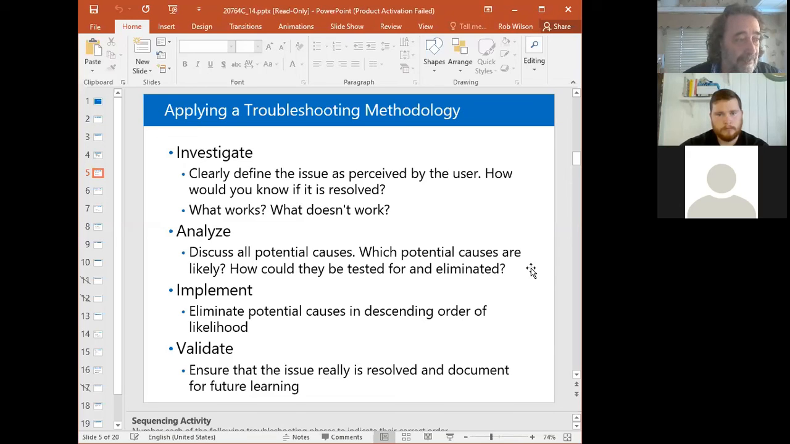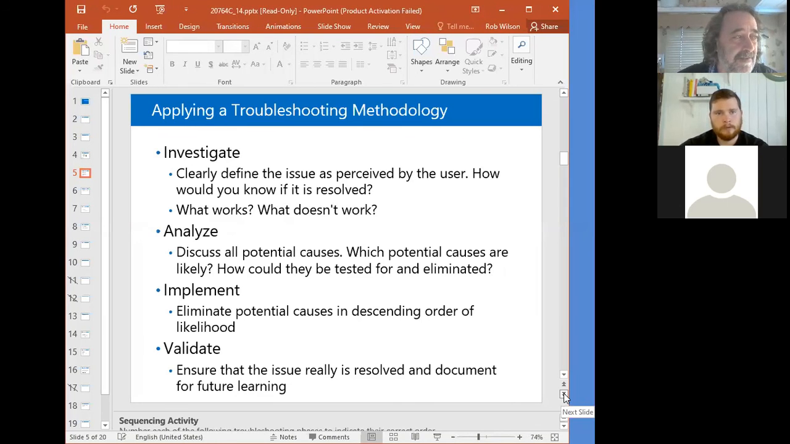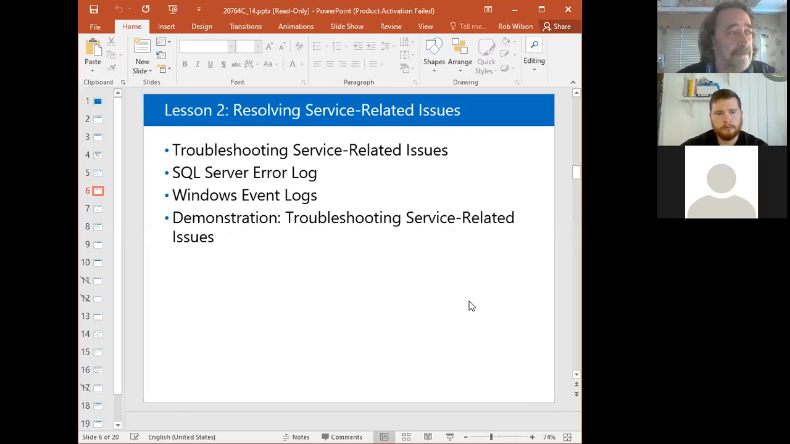You validate it and then do the paperwork at the end. Document what the solution is so that the next time it happens, you, or if it's somebody else that has to solve the problem, can draw upon that experience to get a quicker solution.